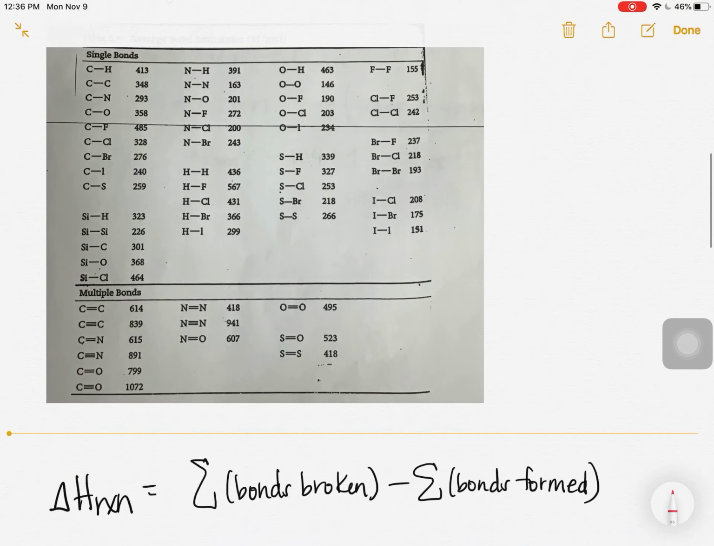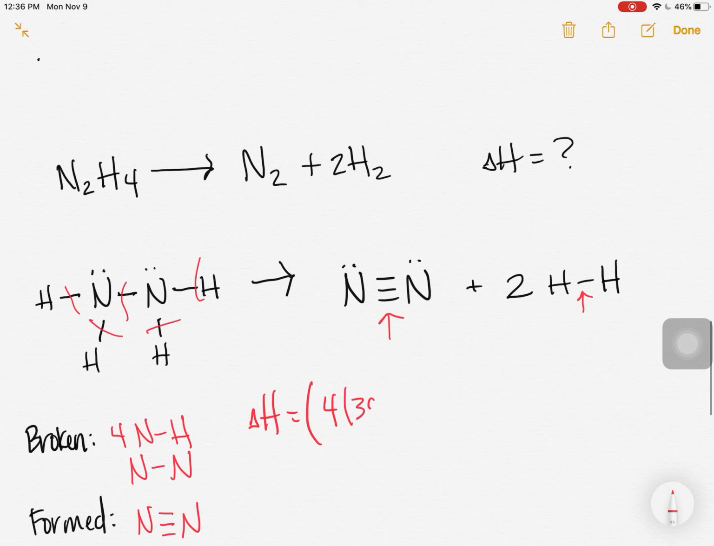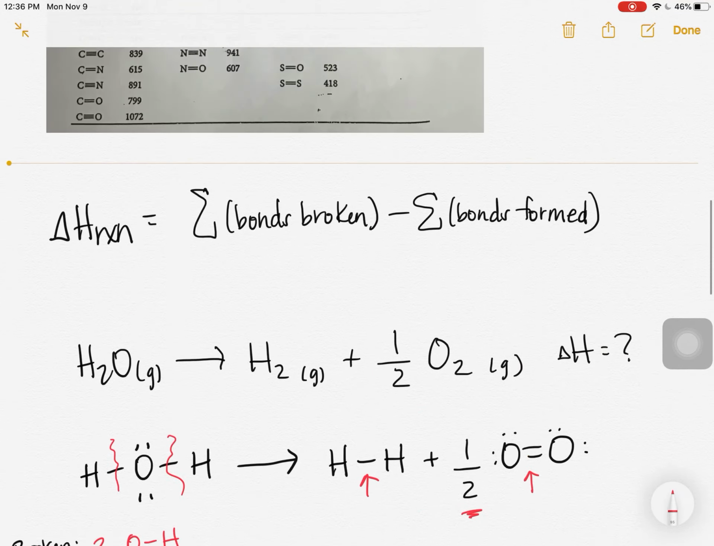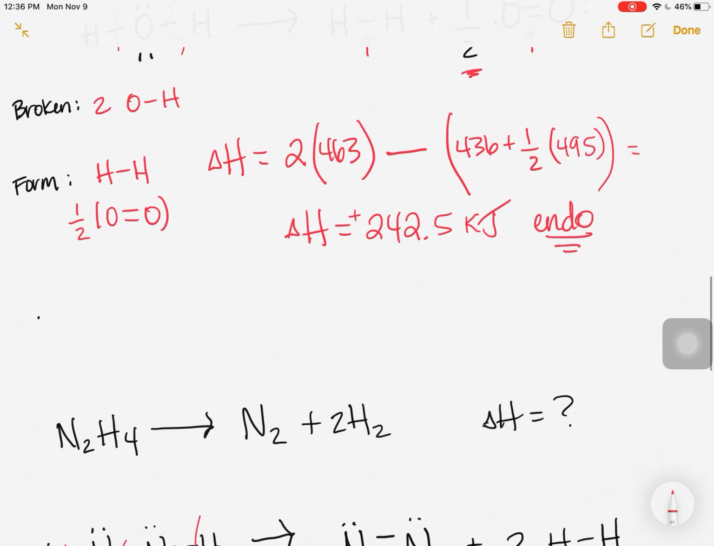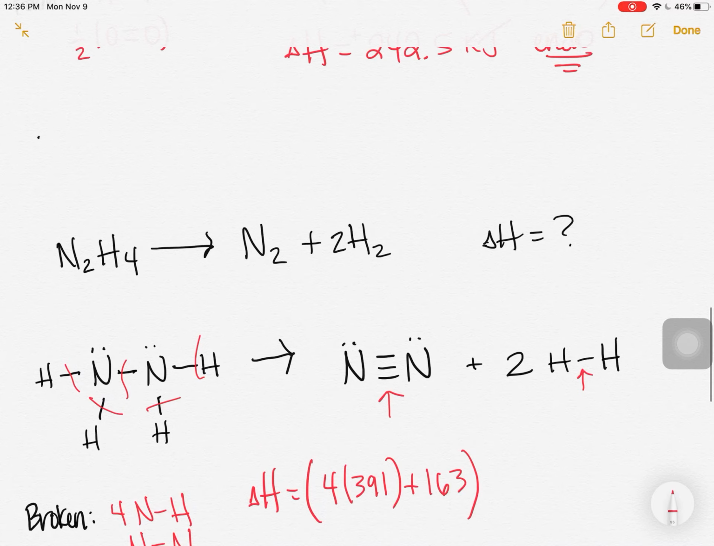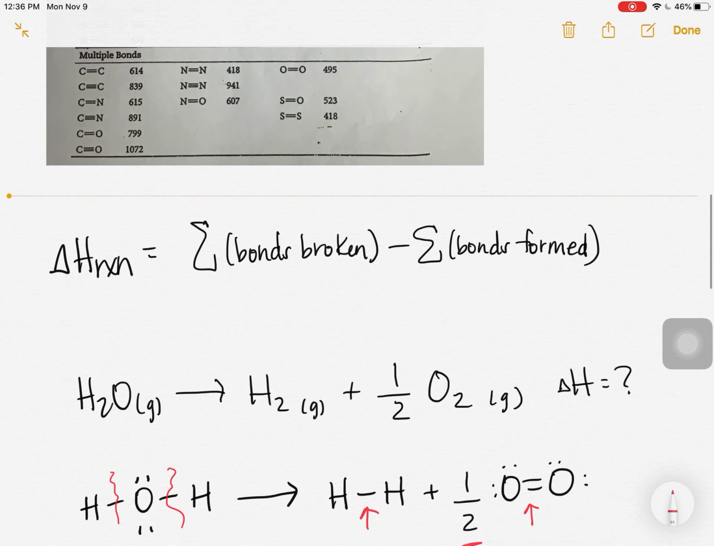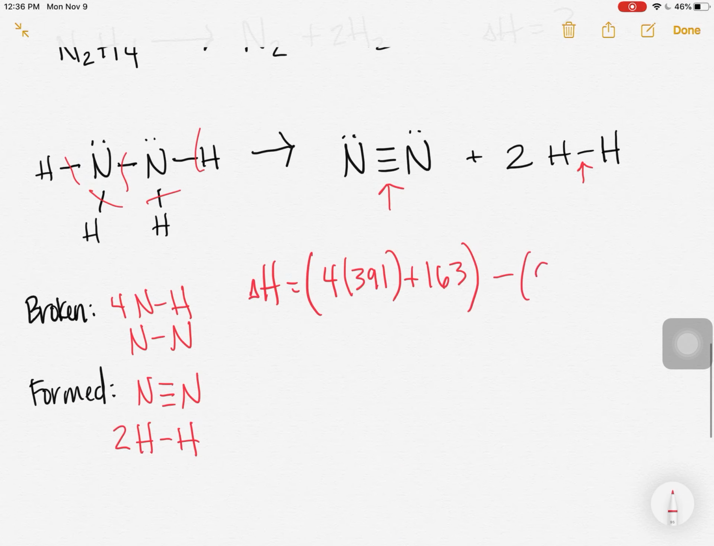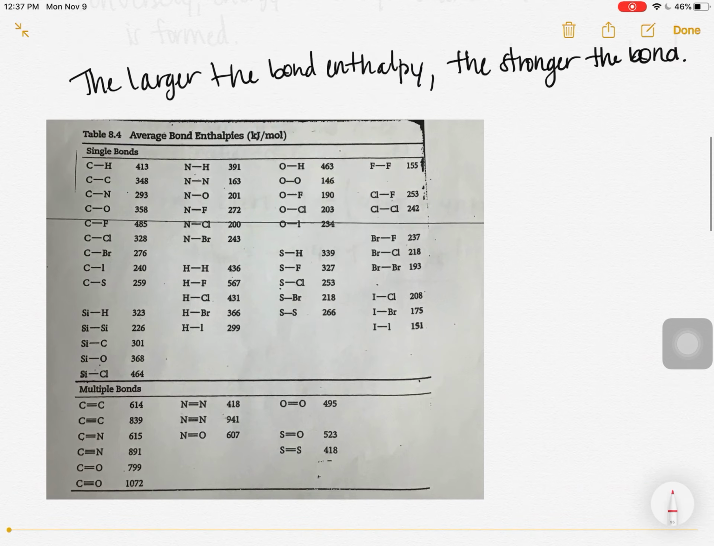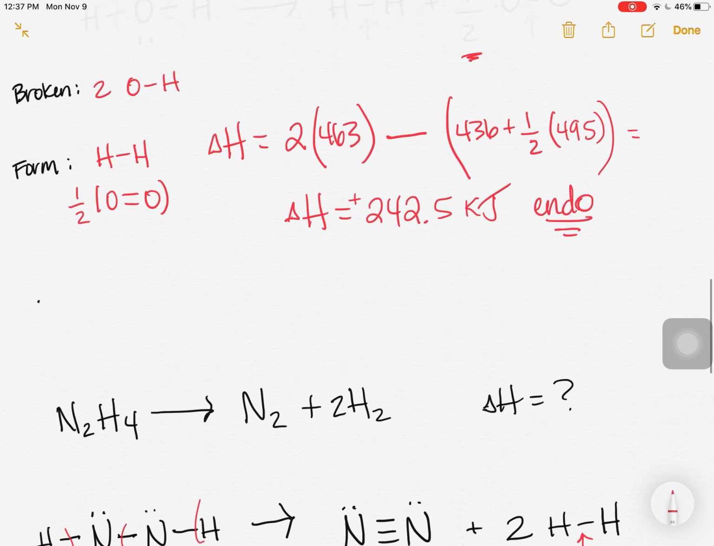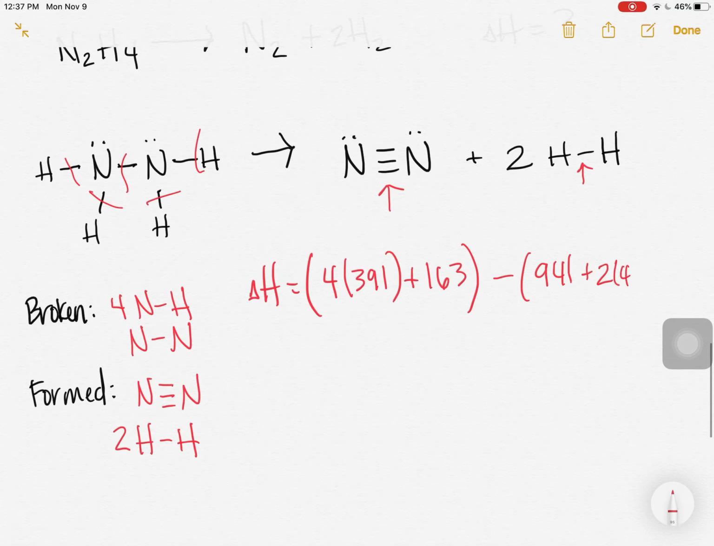So 4 NH bonds, 391, plus 1 nitrogen single bond, 163. Subtract from that the triple bond, 941, plus 2 hydrogen single bonds, 436. And as long as I do my math correctly, I should come up with the number. I got negative 86 kilojoules. So in this case, it's exothermic.